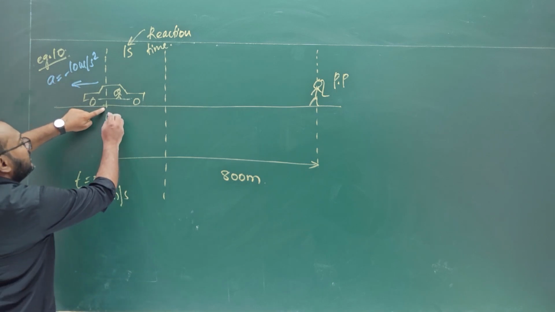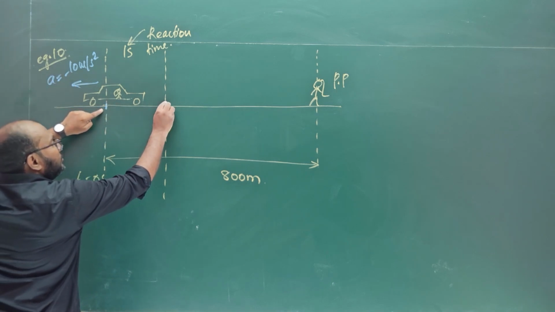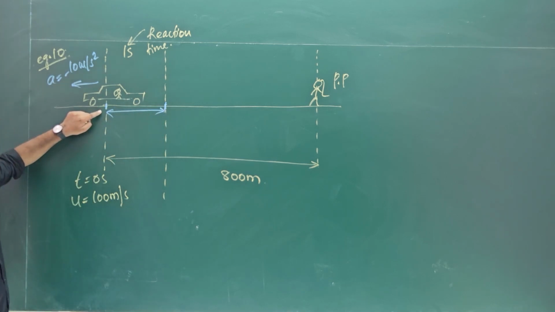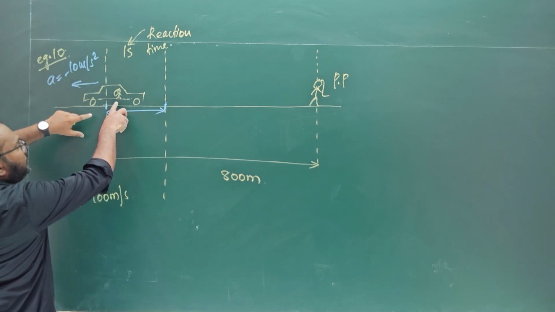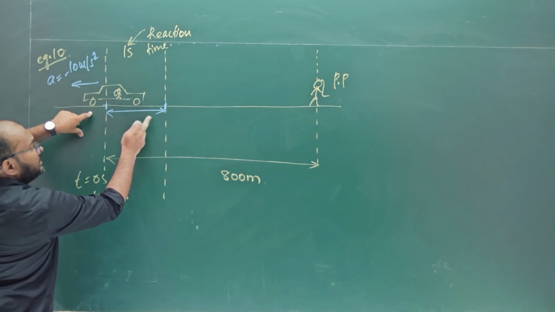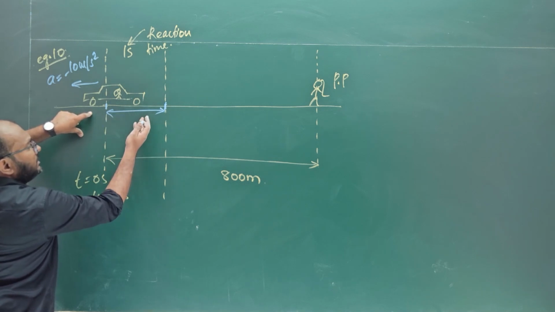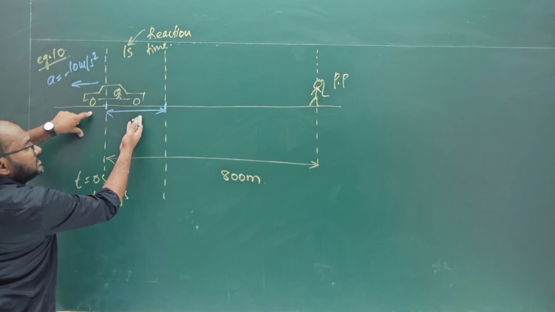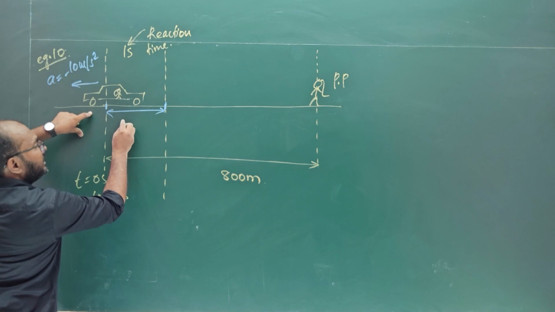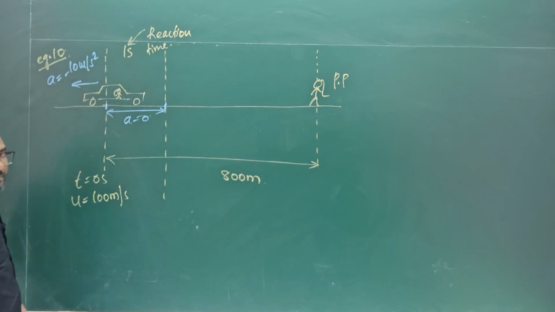The body didn't stop. That means from here to this position, she is still thinking whether to put the brake or not. That particular time is called what? Reaction time. Now, if she is not putting the brakes, there is no deceleration. At this point, there is no acceleration or deceleration. That means the body is traveling with constant velocity. If constant velocity, from here to here, can I say a is 0?